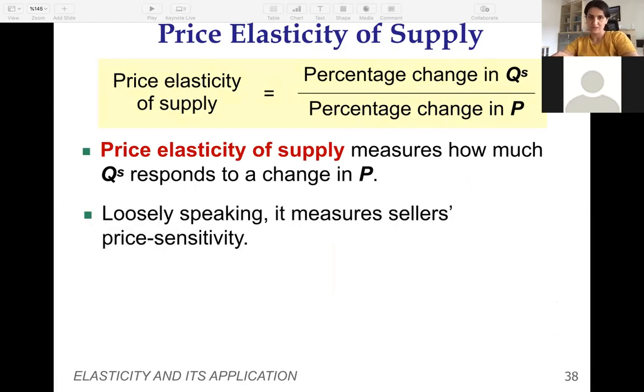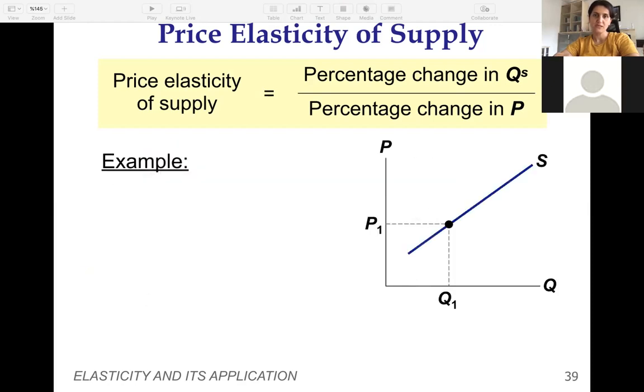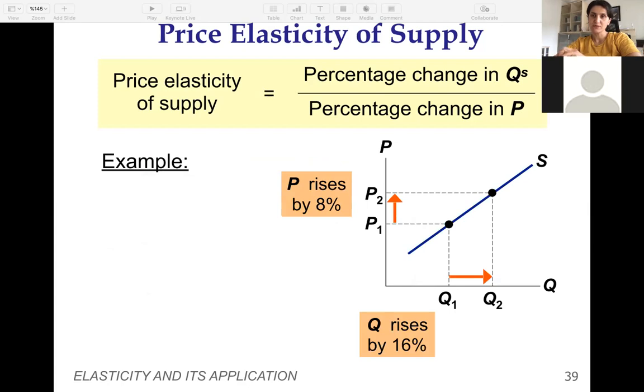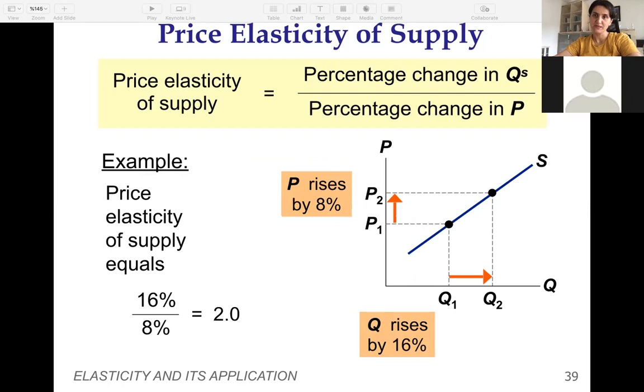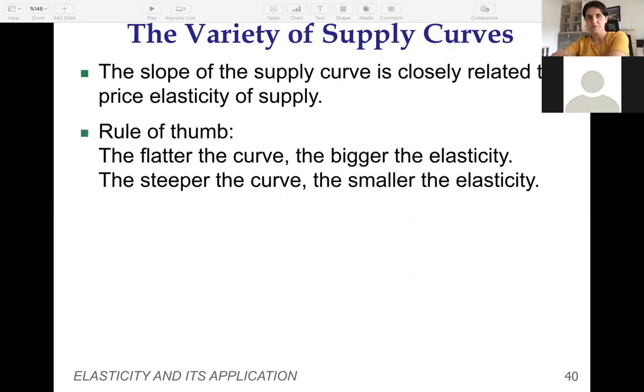So loosely speaking, it measures the seller's price sensitivity. Again, use the midpoint method to compute percentage changes. For instance, in here, suppose the price rises by 8%. The response in Q is 16%. So price elasticity of supply is 16% divided by 8%. So there are a variety of supply curves. The slope of the supply curve is closely related to price elasticity of supply.